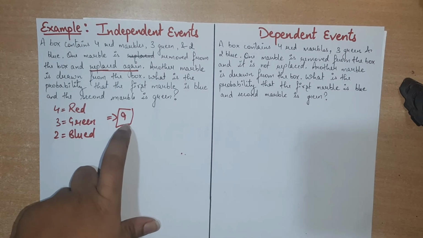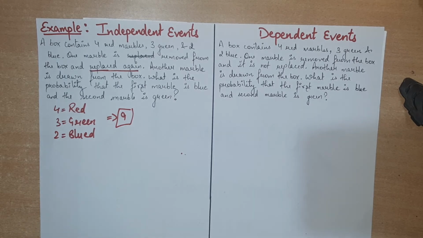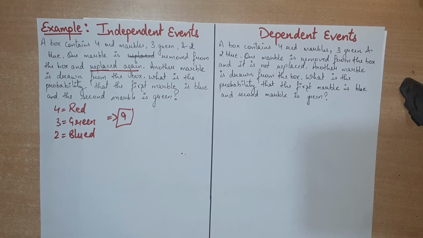So when we removed one marble from the box, it will become 8, as we have a total of 9, and if we remove 1 out of this, we will have 8. But it is replaced again and another marble is drawn from the box. So we have the same sample for both the events, so they are independent of each other. The first event did not affect the other event. The previous event was event A and the next event was event B. So they are independent of each other.